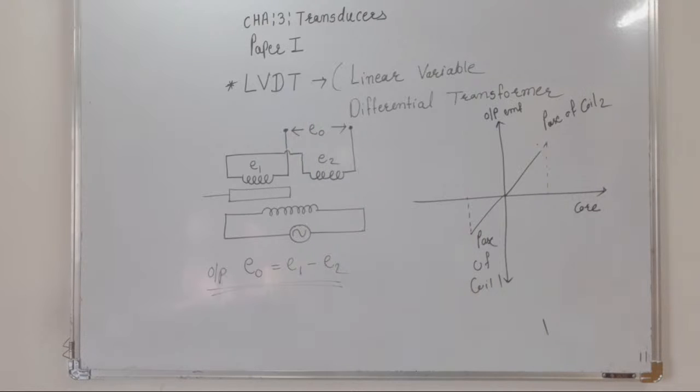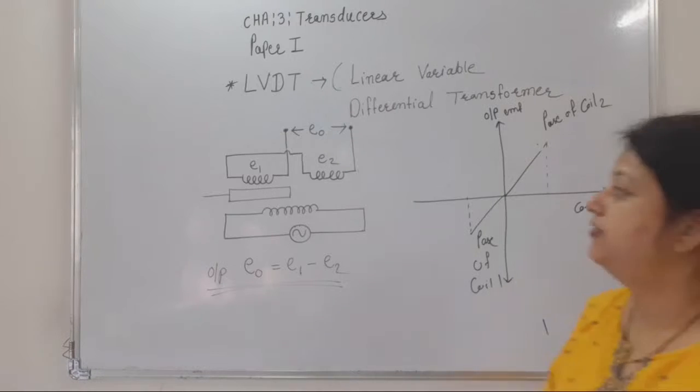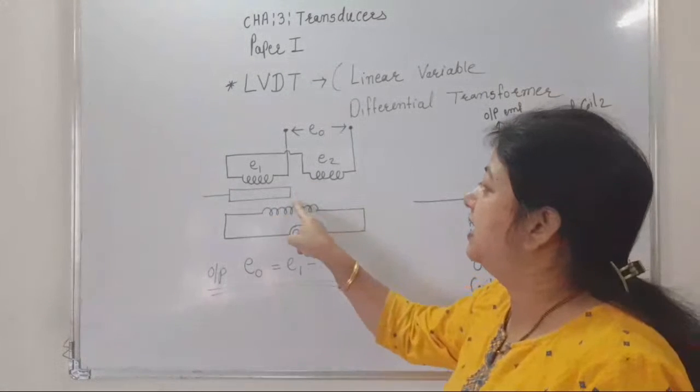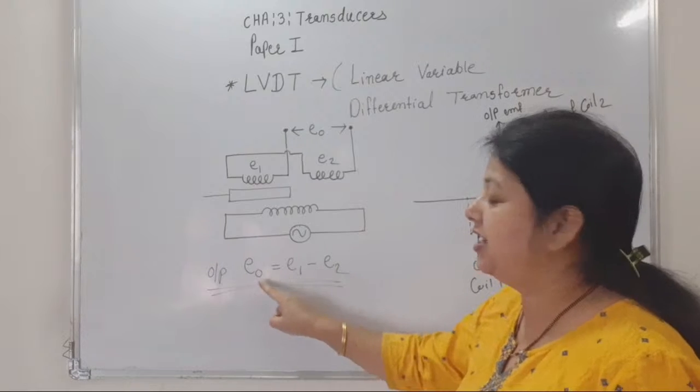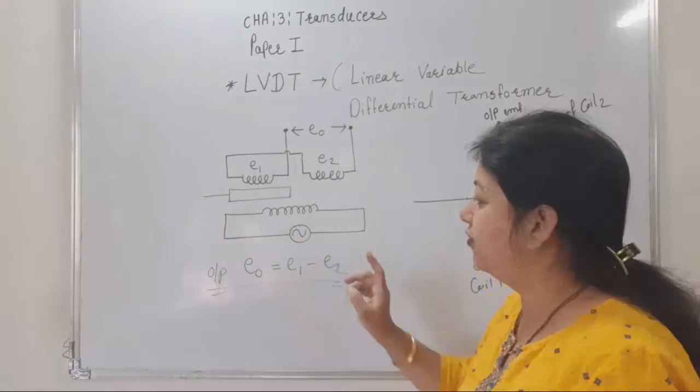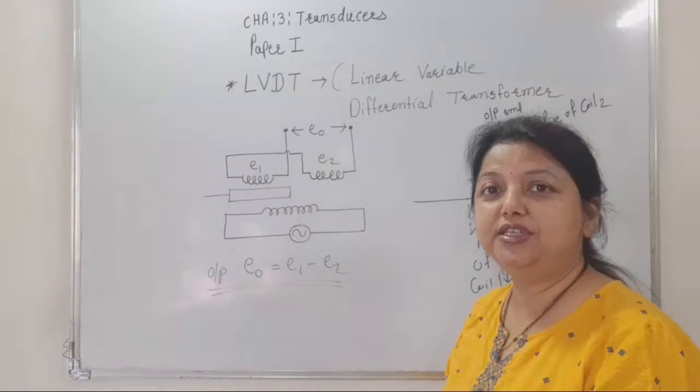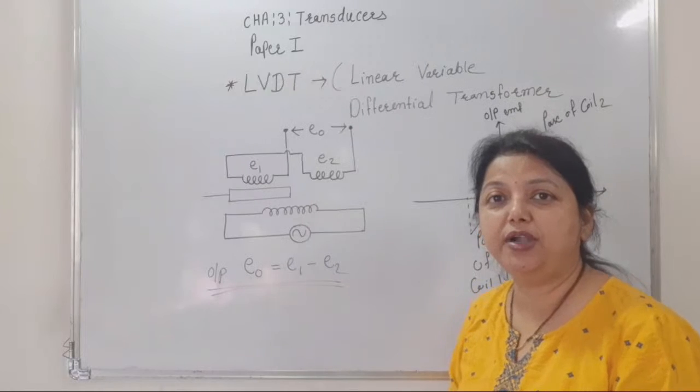On page number 57. An important point I forgot to mention: whenever the core is exactly at the center, then we say that E1 is equal to E2. At that time we get output E0 equal to 0. EMF is 0. That is the null point.